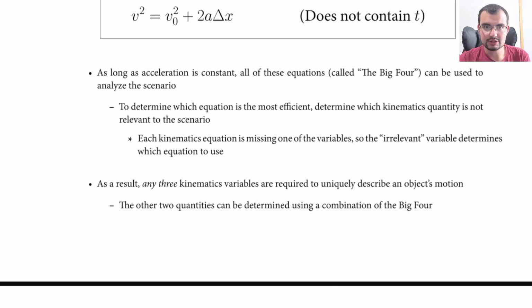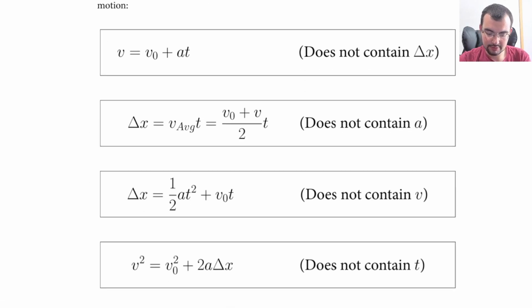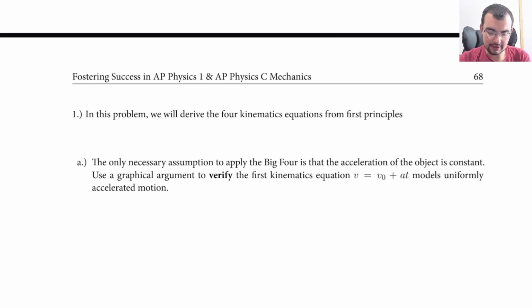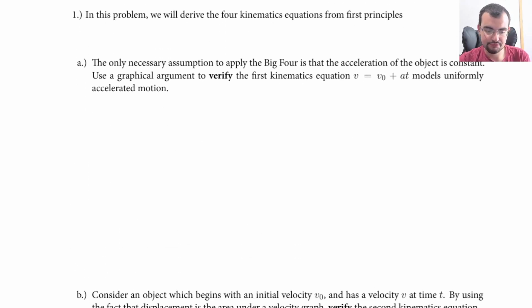So we're going to start by deriving these. We actually need very little to prove these. The first one, this is the only hand waving we're going to be doing, is that the only assumption to derive these equations is that the acceleration is constant. So this is the only thing we need to assume, and all the kinematics equations can come from that.